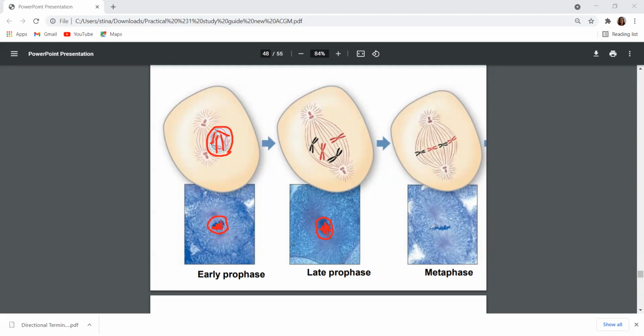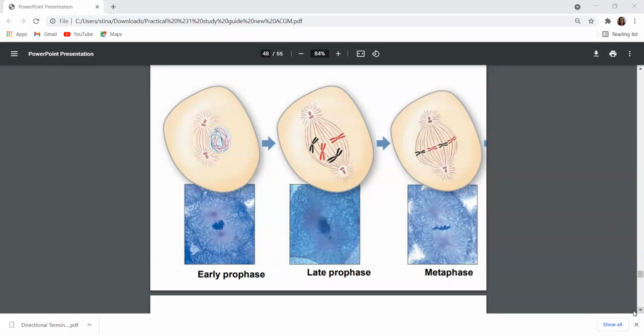In metaphase, these chromosomes, you can see they meet in the middle. Okay, they meet at the midline. So metaphase meets in the middle. So all your chromosomes are meeting right here in the middle. So that clues you in that this is metaphase. Let me erase all my marks and we'll go on to the next one.